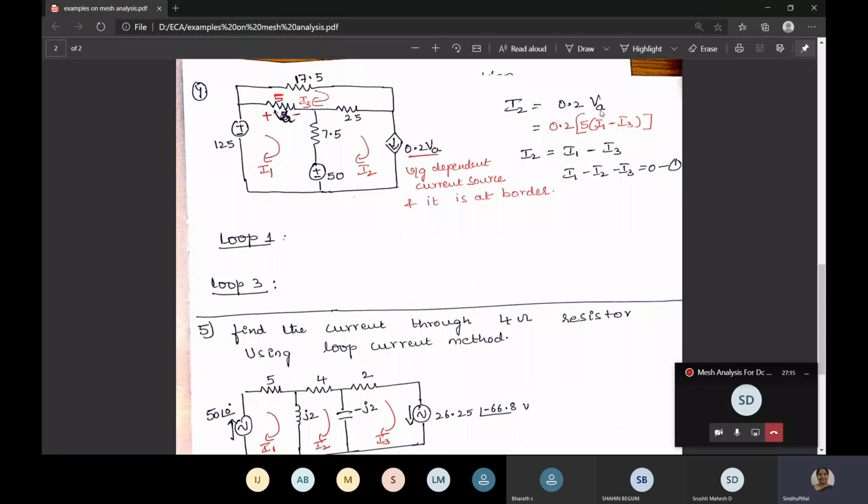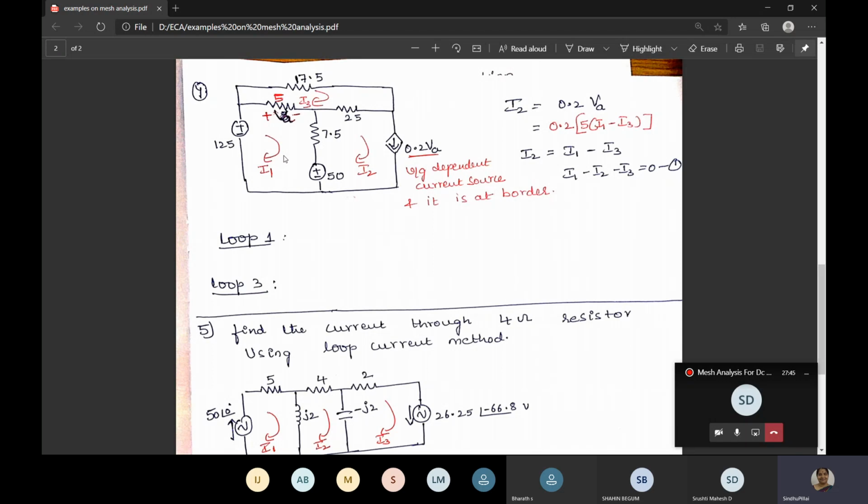So wherever we have VA, what do we write? This 0.2 you write like that only. Next, 5 is the resistor into the current, 5 into I1 minus I3. To simplify, 5 twos are 10, it becomes 1. So I2 is equal to I1 minus I3, or just bring it to the RHS. So I1 minus I2 minus I3 is equal to 0. This is our first equation.